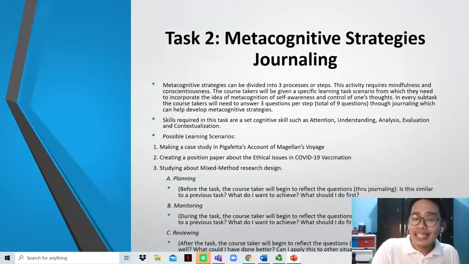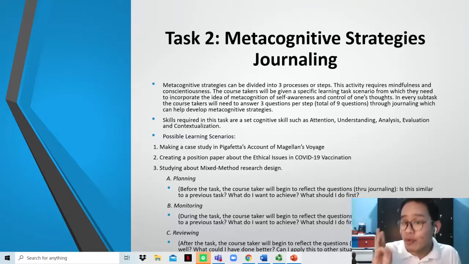Okay. Task 2 will be metacognitive strategies through journaling. Metacognitive strategies can be divided into three processes or steps: planning, monitoring, and reviewing. This activity requires mindfulness and consciousness.